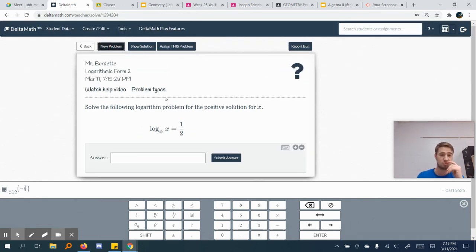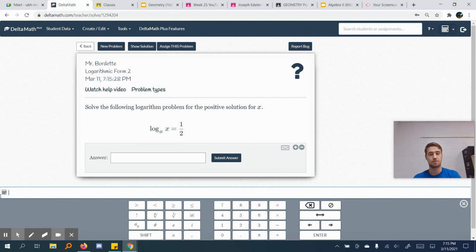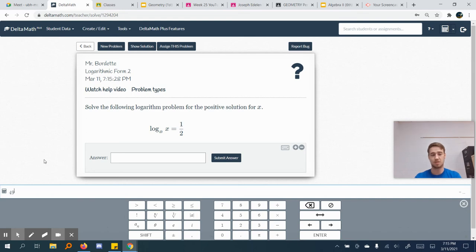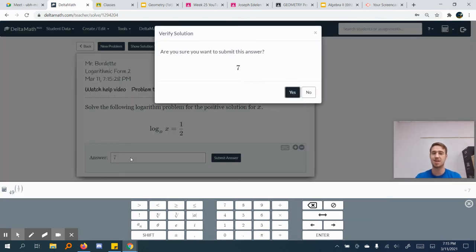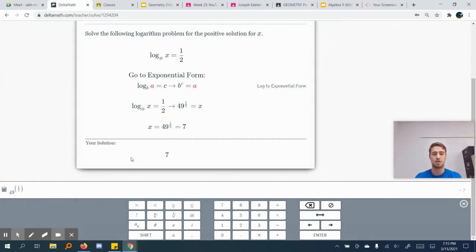Let's go and do another one or two of these. Log base 49 of x is 1/2. So if we have the base and we have the answer, we'll do 49, which is the base, raised to the, use parentheses in case something goes weird with the formatting, 1/2, which is the answer, we get 7. Perfect.